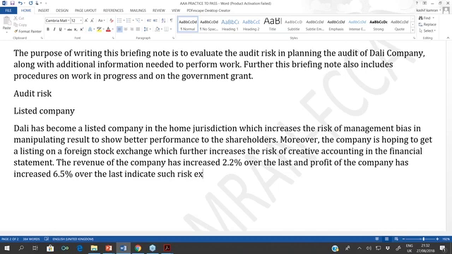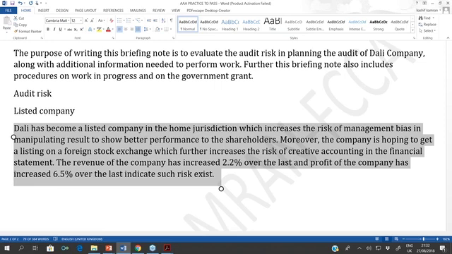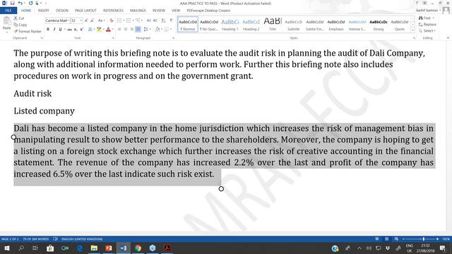indicates such risk exists. We know that the risk in revenue is overstatement, and the risk in profit is also overstatement. So revenue has increased from the last year, and the profit has also increased. It could be possible that the increase is due to manipulation, or creative accounting, or management bias. So the revenue of the company has increased by 2.2% over the last year, and the profit of the company has increased by 6.5% over the last year, indicates such risk exists.